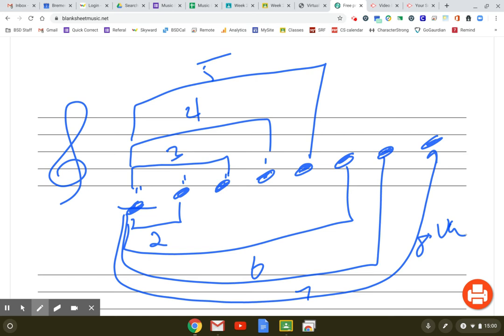Now, later on, we can get a little more nitpicky about intervals, and we can talk about the different kinds of seconds and the different kinds of thirds. There's major and minor intervals, and there's perfect intervals as well. And we'll talk about those in another lesson. Now, once you know this, there's an activity on Tone Savvy that I'm going to show you in a minute that we can use to practice naming different intervals or identifying different intervals that we see.